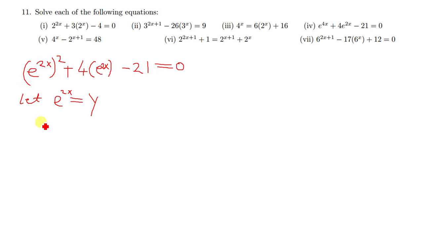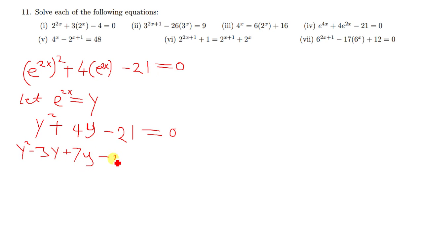So we put y there, so I'm going to have y squared plus 4y. Okay, this is y, and then minus 21 being equal to 0. So we solve this quadratic equation. We're going to have y squared, then we have negative 3y, then plus 7y minus 21 is equal to 0.